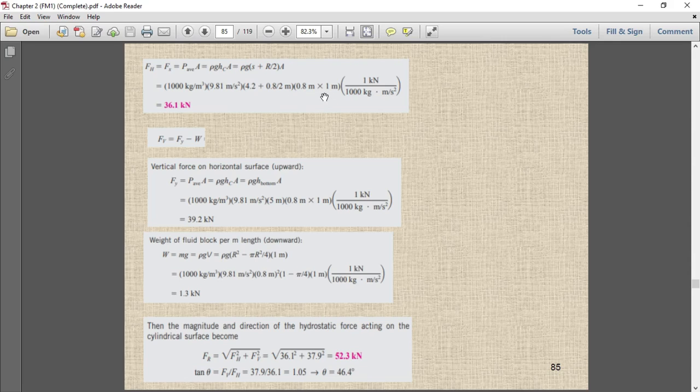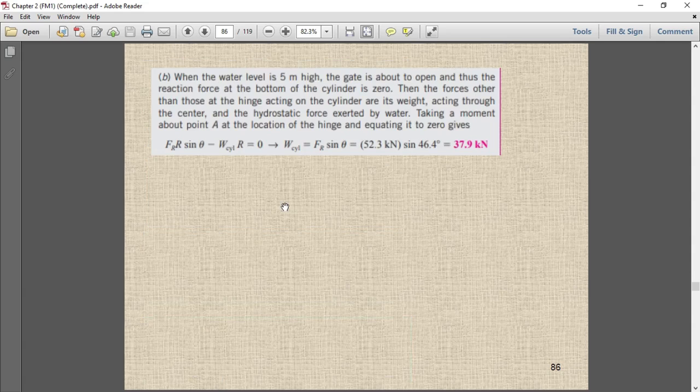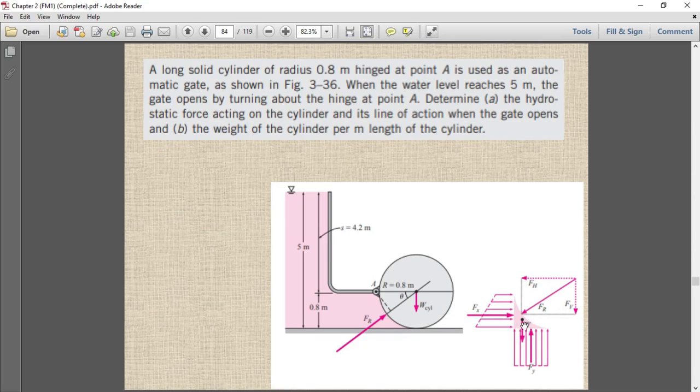I am considering that the length of the cylinder is 1 meter, so this 1 meter is going to be the length. So this is how we will calculate the Fh, and Fv will be equal to Fy minus W. How? You can see the force is acting vertically downward, the reactive force is acting from here, and the vertical force is exerting pressure from the bottom, from here, not from the top.